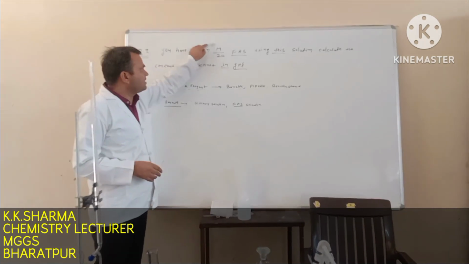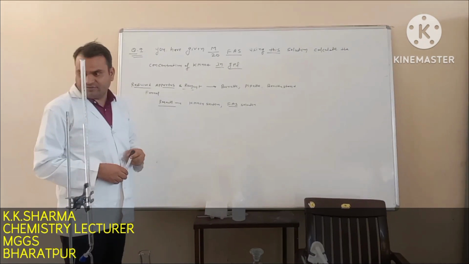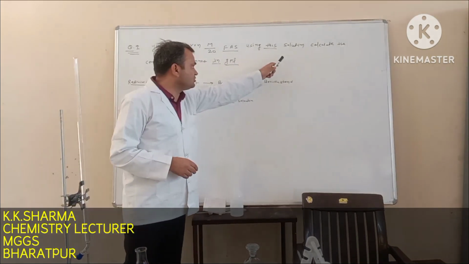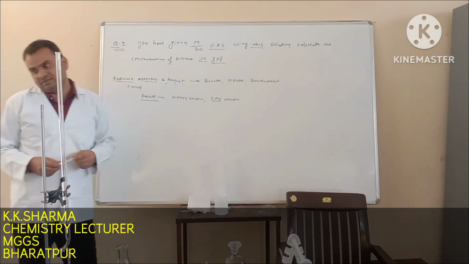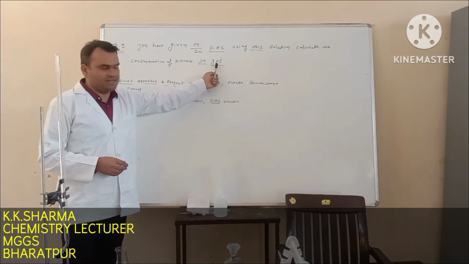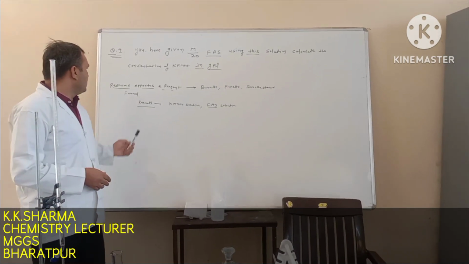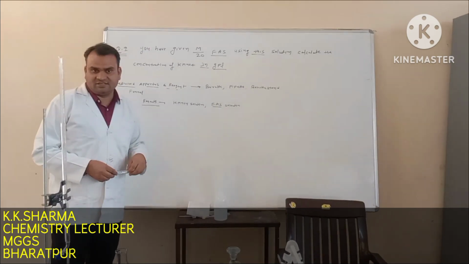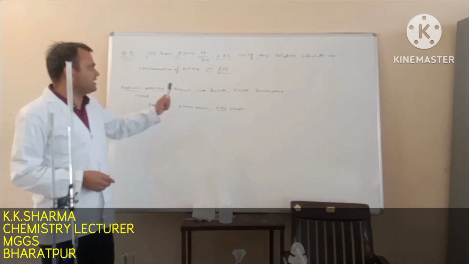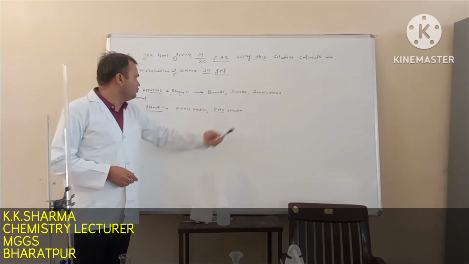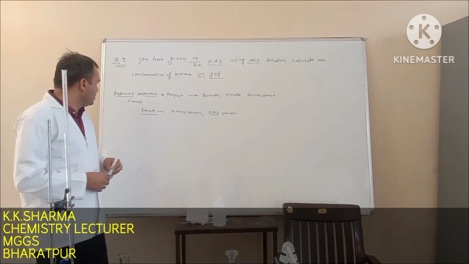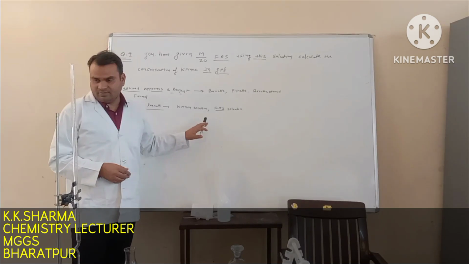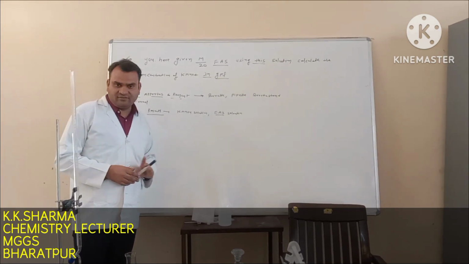You are given an M/20 solution of ferrous ammonium sulfate. By using this solution, calculate the concentration of the KMnO4 in GPL. GPL means gram per liter. For this exercise, you are given the following apparatus: burette, pipette, burette stand, funnel, filter paper, and so many. Clear? And the reagents are the KMnO4 solution and ferrous ammonium sulfate.